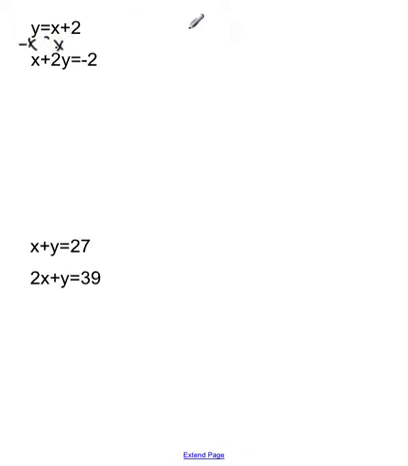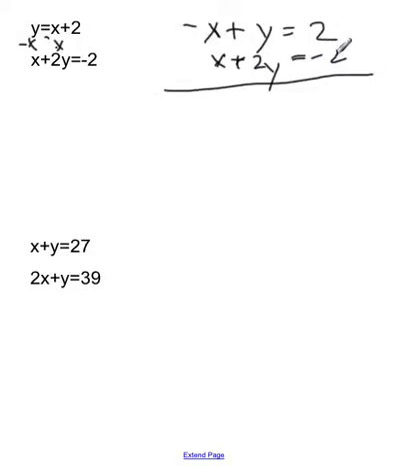And I'll write it over here. I'm going to have negative x plus y equals 2. This one stays exactly in the format that it's in. I'm not getting good writing here. Plus 2y equals negative 2. And I'm going to add the two equations together. Negative x plus x cancels. Y plus 2y is 3y. 2 plus negative 2 is 0.